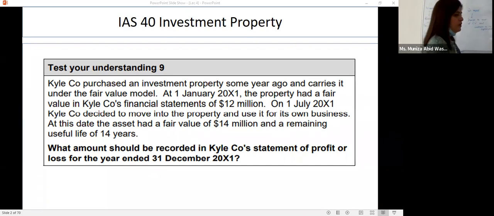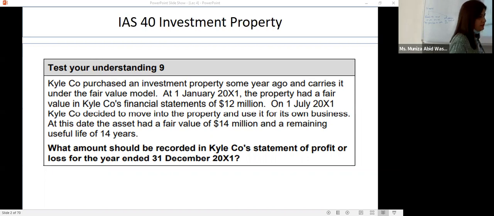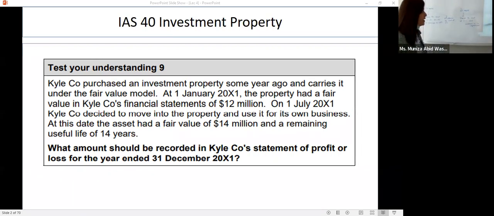On 1st July 2001, in the middle of the year, Kyle Company decided to move into the property and use it for its own business. So this is a shift from IAS 40 to IAS 16. Which case are we going to use? That one. We are shifting in the middle of the year, so obviously the adjustments will start at the middle of the year, not from the start of the year. So on 1st July 2001, Kyle Company decided to move into the property and use it for its own business. At this stage, the asset had a fair value of $14 million.